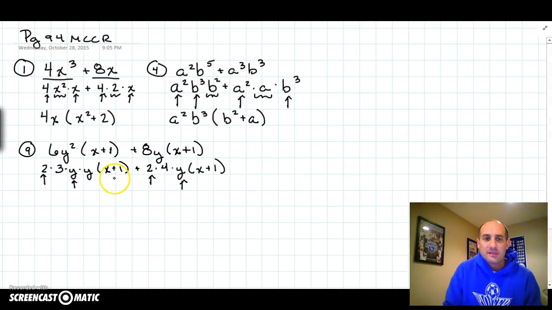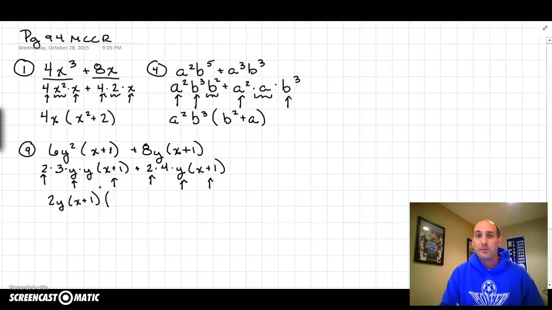And finally, I'm looking at this entire set of parentheses, x plus 1 and x plus 1, because it shows up in both terms. It's a common factor as well. What we can do then is figure out, I've got 2 and I've got y and I've got x plus 1 as my common factor. I'm going to pull that out front. Then, just like in number 1 and number 4, create a new set of parentheses.